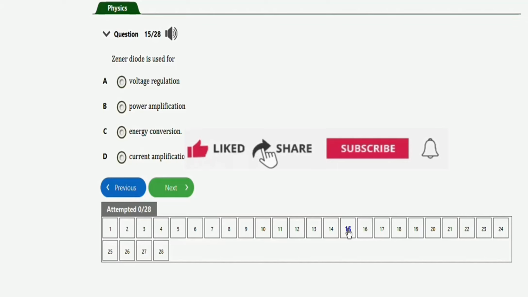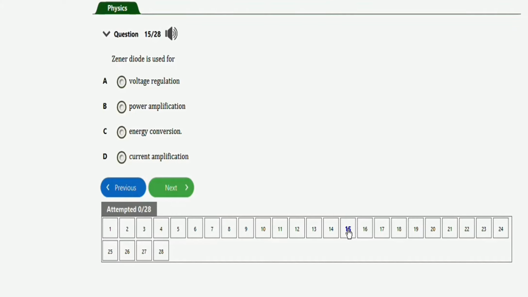Really appreciate this. So this question says, signal diode is used for, we have voltage regulation, power amplification, energy conversion, current amplification. So the right option is option A, which is voltage regulation. Next question will be this one.